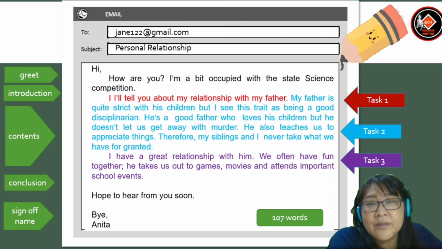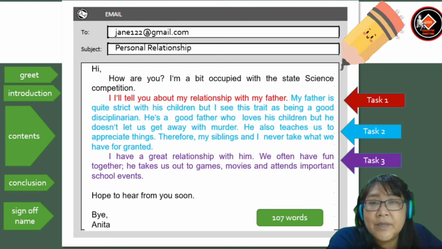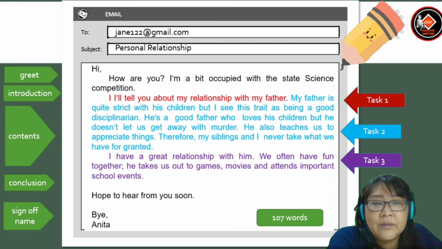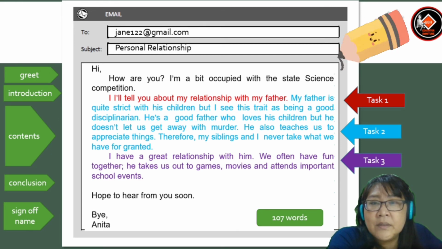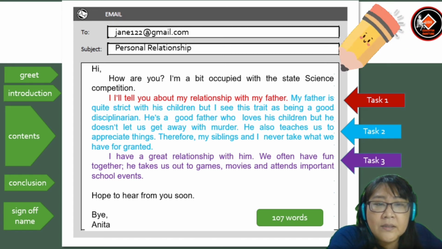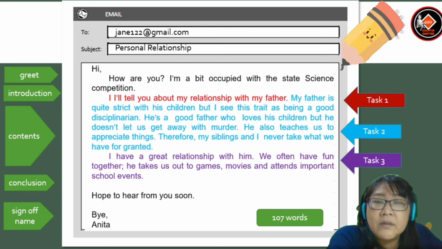So here, to jane122@gmail.com. Remember that you have to have the correct way of writing the email. Then the subject, personal relationship. For an email, remember that you have to have the correct plan or format. So there should be a greeting like hi or dear Jane or hello Jane, and then you have to have the introduction. In the introduction, you can ask about your friend's health or condition, and you can also share news.